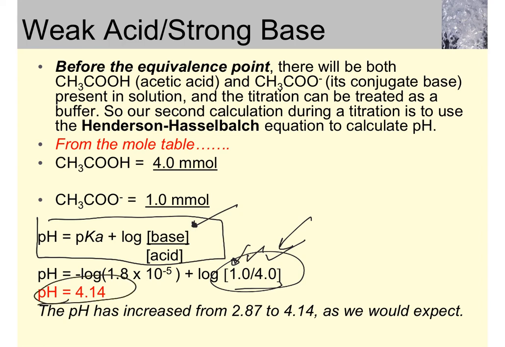And so notice what's happened to the pH. Once we start the titration, the pH has gone up. Remember, it started at 2 something, which you would expect. You're adding base, you're neutralizing some of the acid, so you expect the pH to go up.